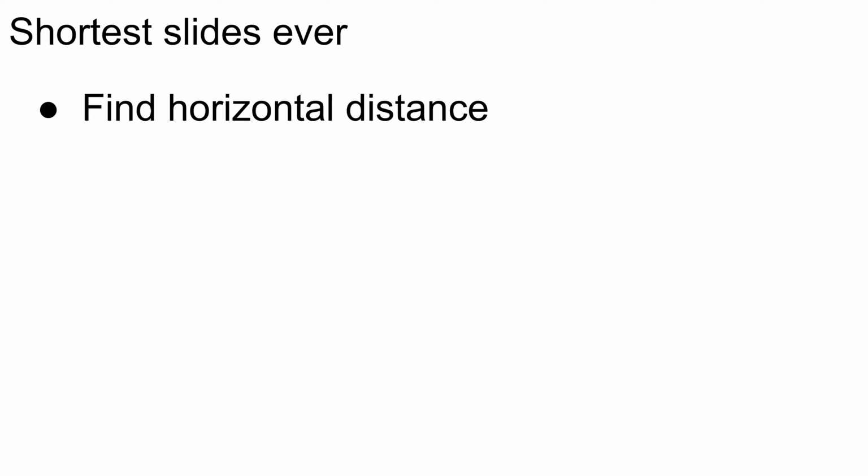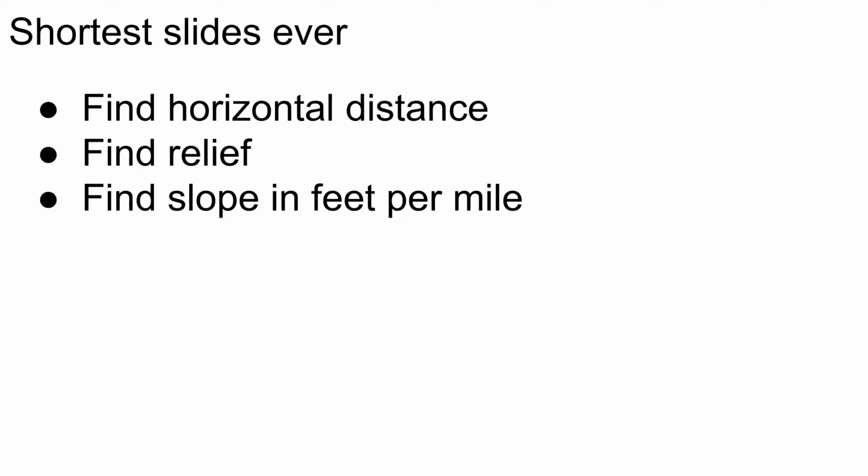So what are we going to cover? You're going to be finding horizontal distance using maps and Google Earth. You've already done that. You're going to find relief, and you've already done that using maps and Google Earth. You're going to find the slope in feet per mile. You've already done that. You're going to find the sinuosity, which is just a fancy word for how wiggly or curvy a river is.